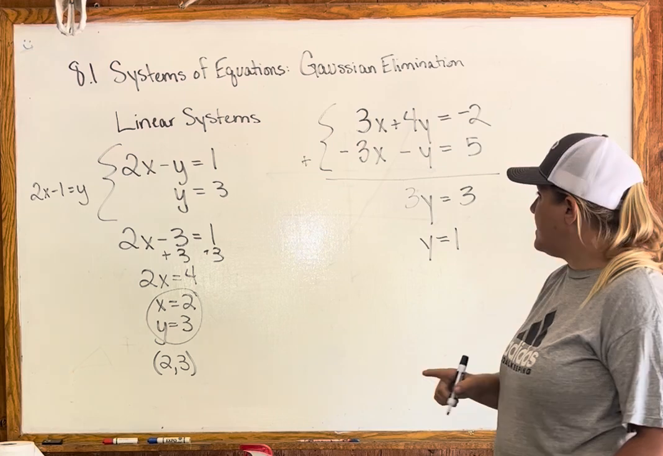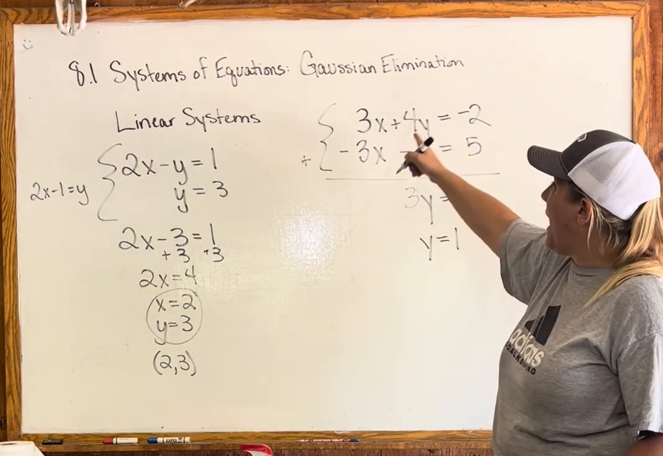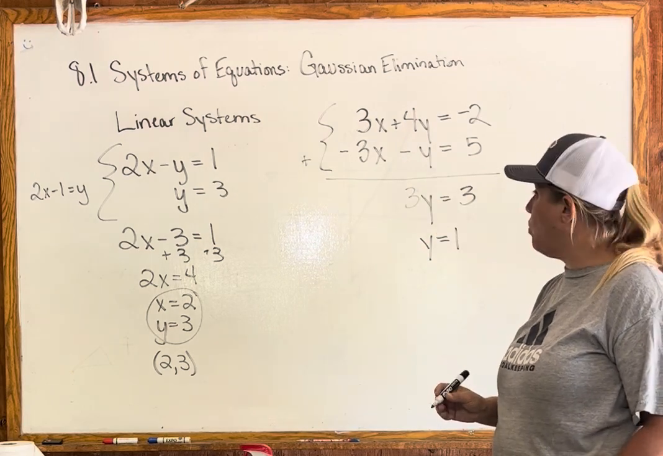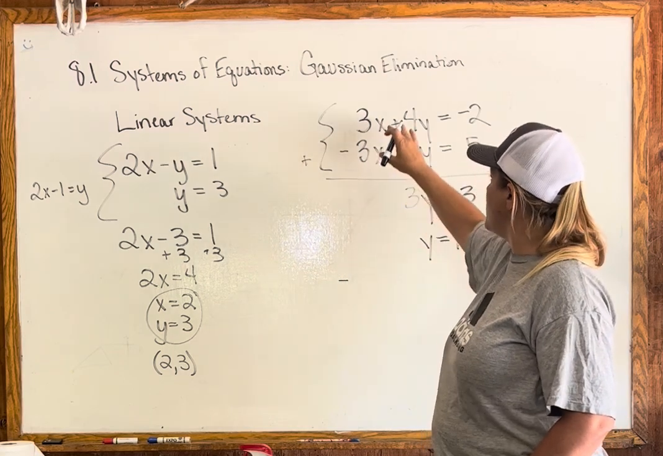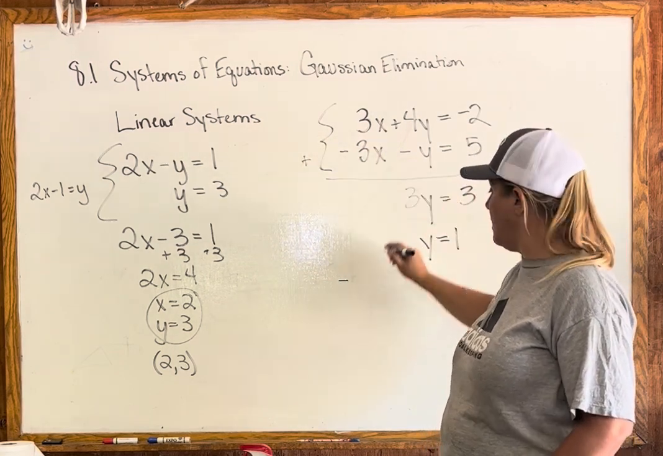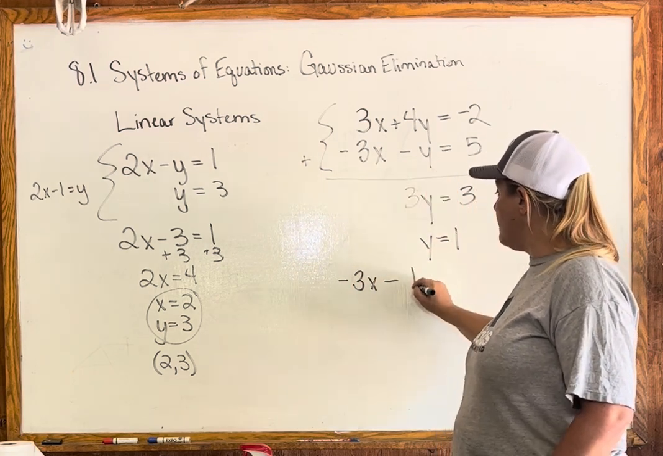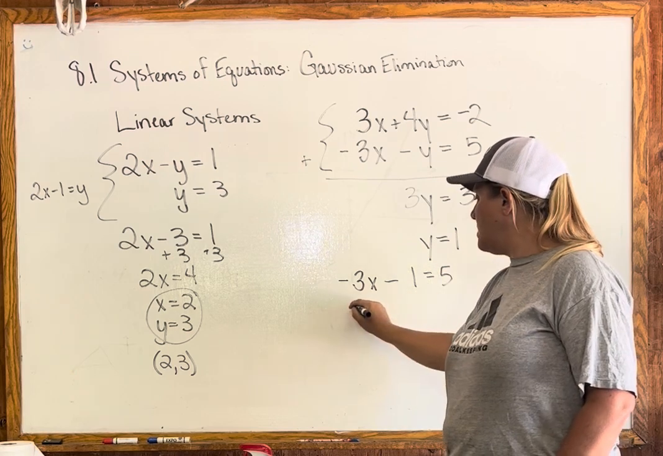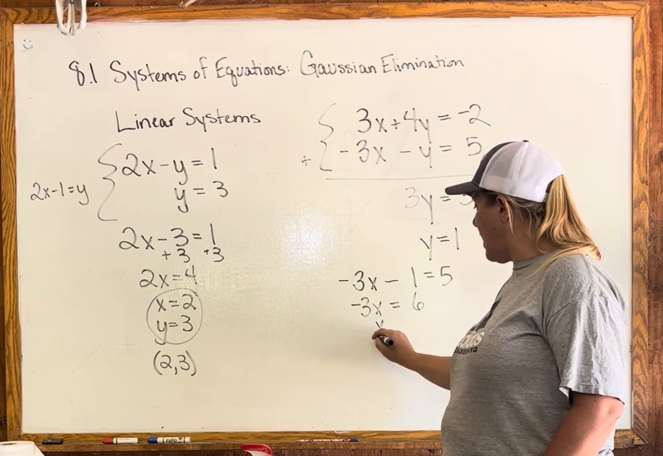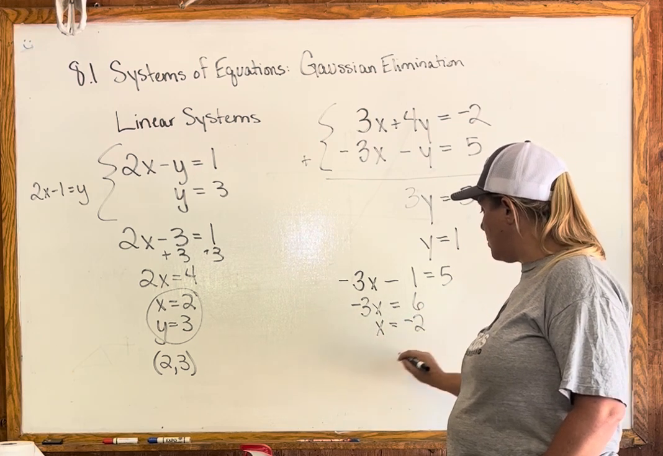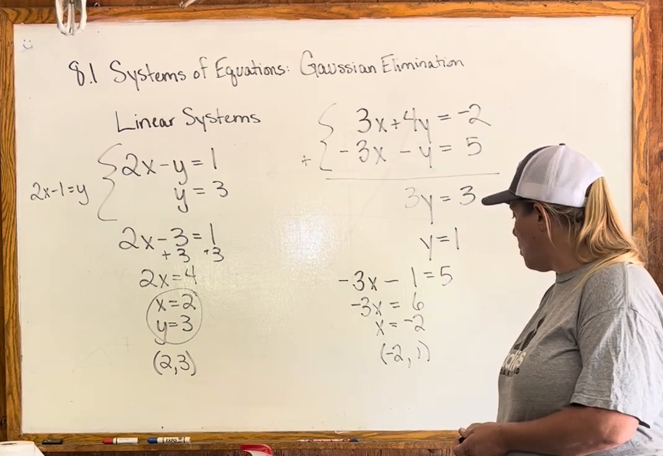Only issue with these guys is that unlike this one where we already knew what y equaled, this one we need to go back into the problem and figure out what x equals. So we're going to say minus, and it doesn't matter which one you use, I just feel like that one looks a little bit simpler. So we're going to go minus 3x minus, and we're going to put in our 1, equals 5. So negative 3x equals 6. So x equals negative 2. So the point where they intersect would be the point negative 2, 1.